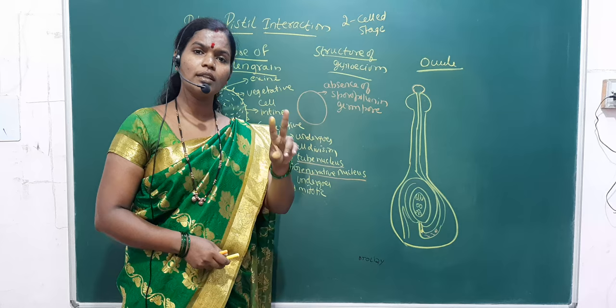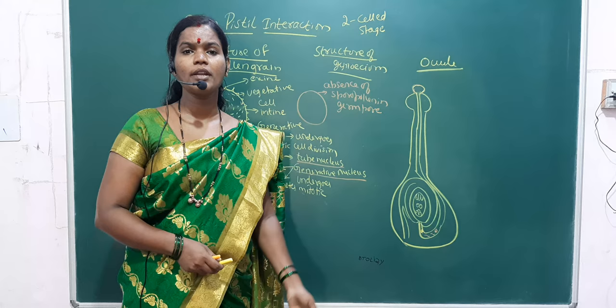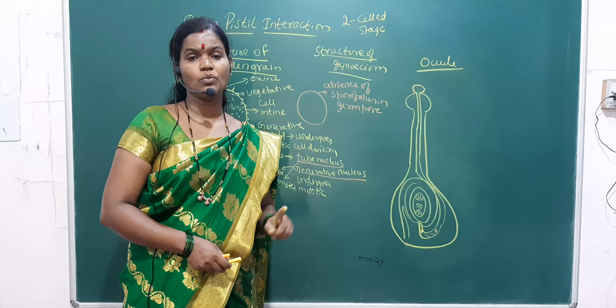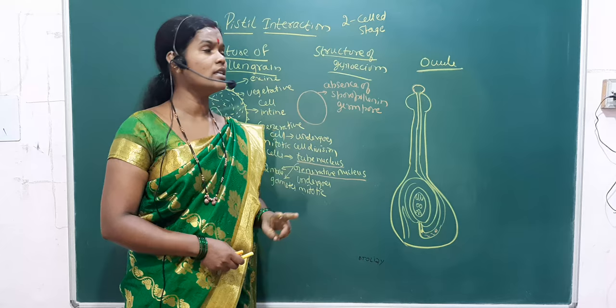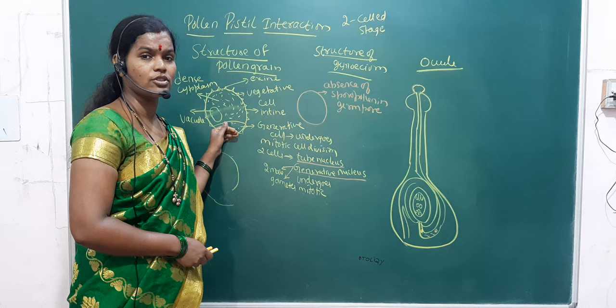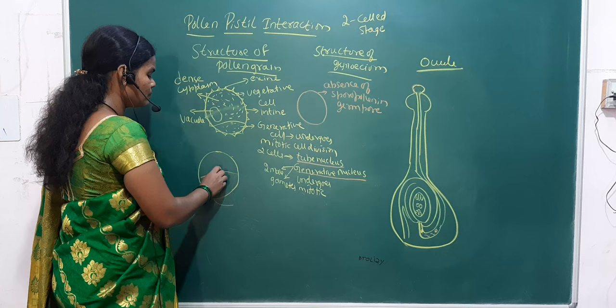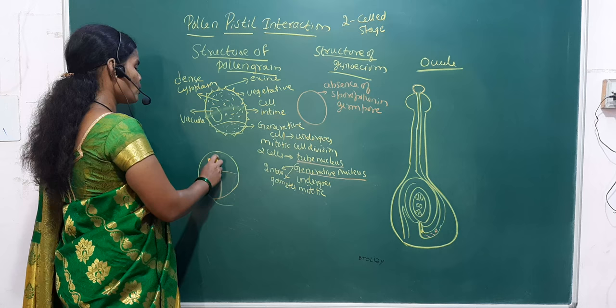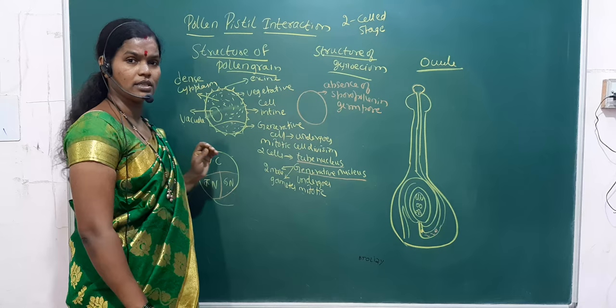In the majority of the species, the pollen grains germinate on the stigma at the three-celled stage. In the exam, they may ask what is the two-celled stage and what is the three-celled stage. Two-celled stage means the presence of the vegetative cell and the generative cell. The three-celled stage means the presence of the vegetative cell, tube nucleus and the generative nucleus.